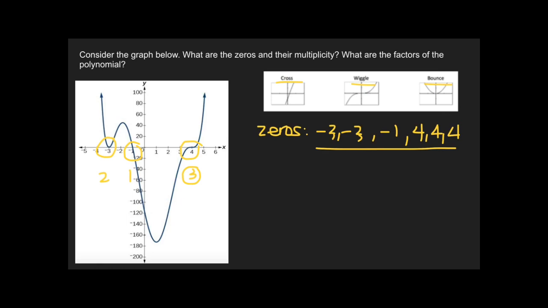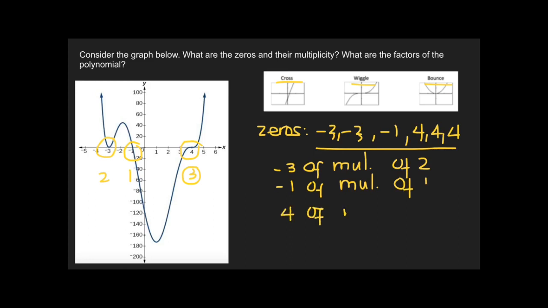We can write our zeros like this, listing from left to right, but we can also write them using the word multiplicity. So we have -3 of multiplicity 2. It means that -3 comes out two times as a zero. -1 of multiplicity 1, and 4 of multiplicity 3. So again, when you see multiplicity, it describes how many times a specific zero comes out in that function.